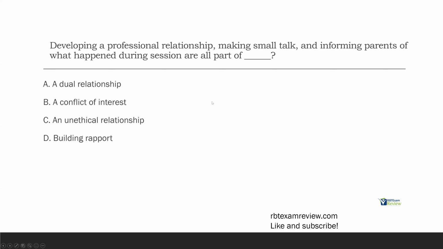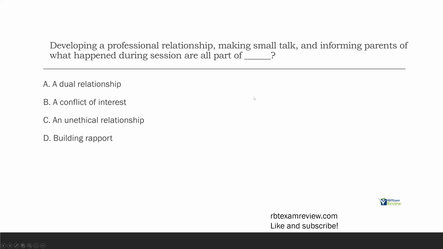You develop a professional relationship. As a technician, you're in a professional job. You need to act like it. So when you're at someone's home, be professional. When you make small talk, right, you develop a very casual relationship. We're not going deeper, but we're just being polite. And then you want to inform parents of what happened during session, right? They have the right to know.